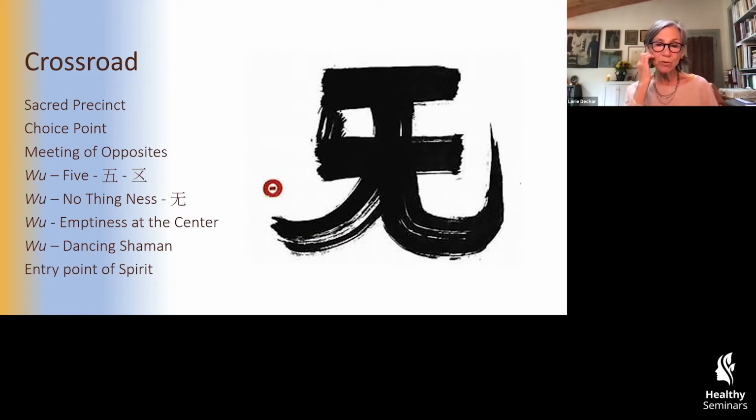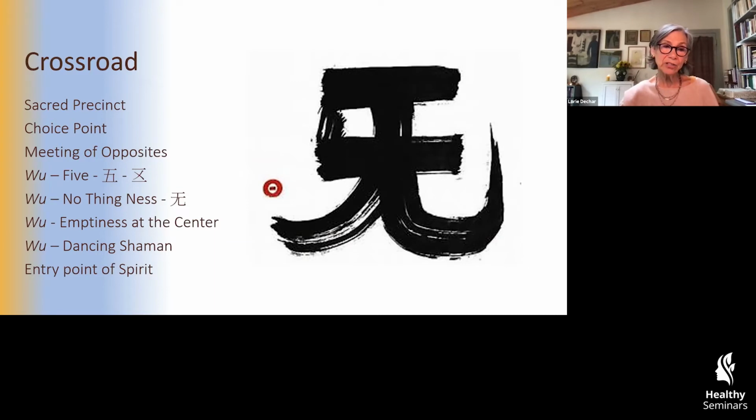So crossroads in mythology were always noted as sacred precincts. I mean, the cross itself as a symbol, this meeting point of heaven and earth, is another way of expressing this idea of a crossroad. It's a choice point. It's a meeting of opposites, of course.